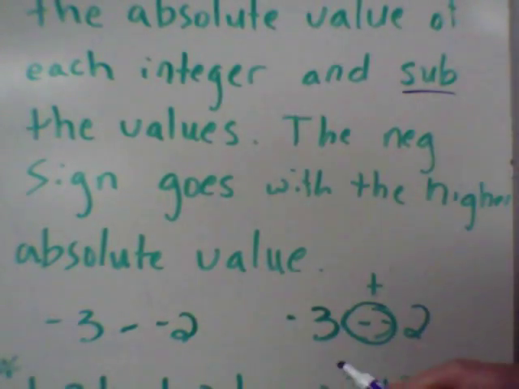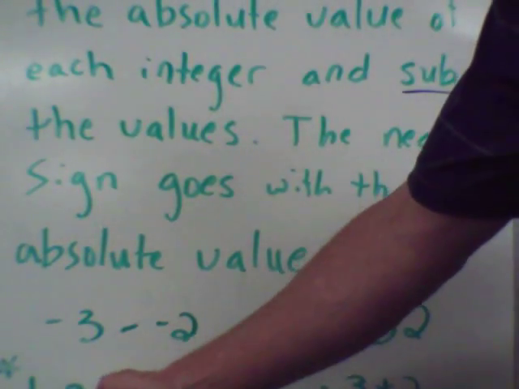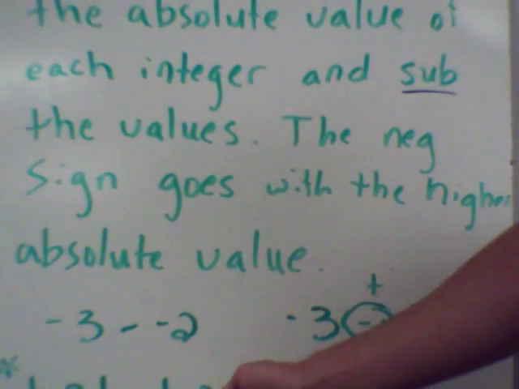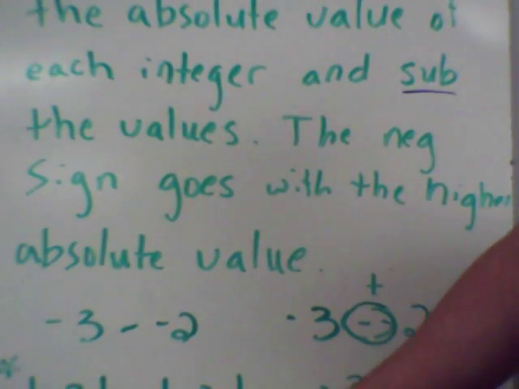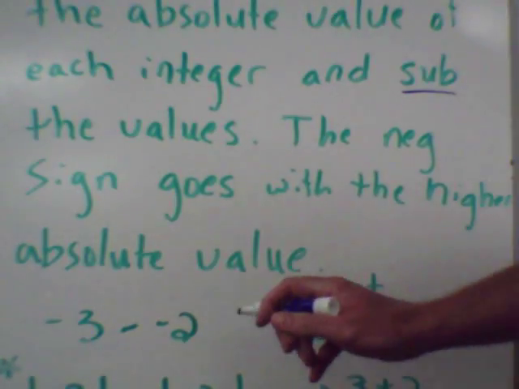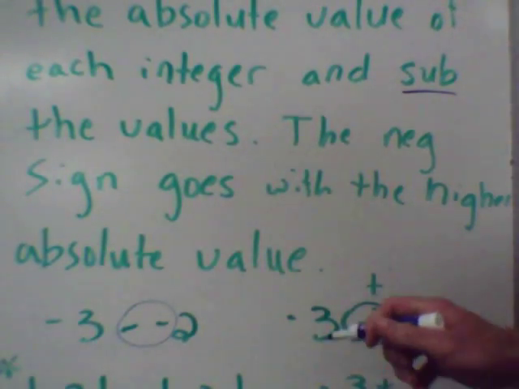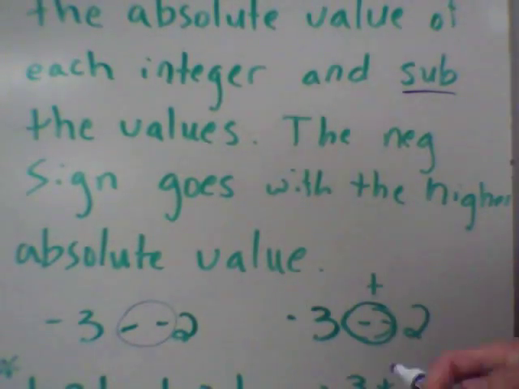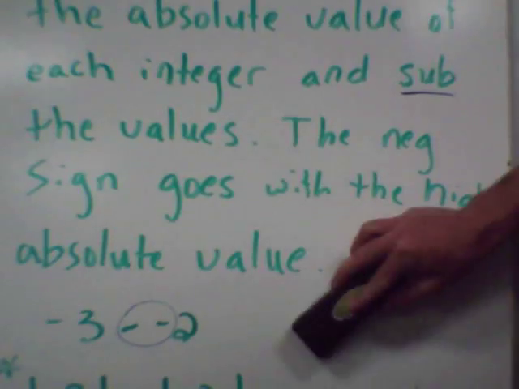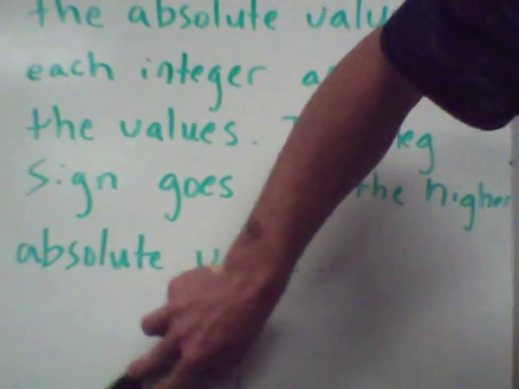So if I have negative 3 minus negative 2, I'm going to find the absolute value of negative 3, which is 3. I'm going to find the absolute value of negative 2, which is 2. And I have 3 minus 2, and that equals 1. Another way that you can remember that is if you have two negative symbols together, that would be the same thing as a positive. Now let me give you another example here, because that was actually two negative integers. Let me give you one that is a positive and a negative.